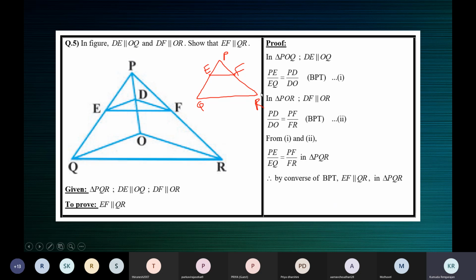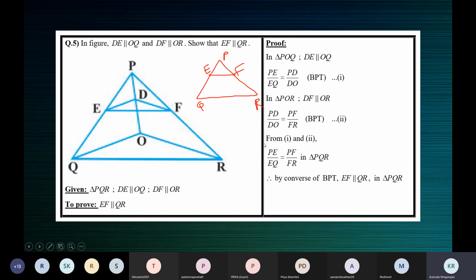See only the triangle, only this one. Don't look at all these line segments. It may be confusing. So now we have a proportion PE by EQ is equal to PF by FR in triangle PQR. This we write on our own. Where is this possible? PE by EQ, PF by FR. It's possible in triangle PQR. After analyzing this proportion, we write this on our own. It's not given anywhere. We analyze this proportion and this is true in this triangle PQR.